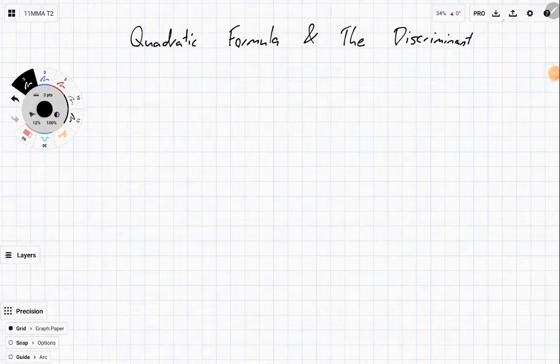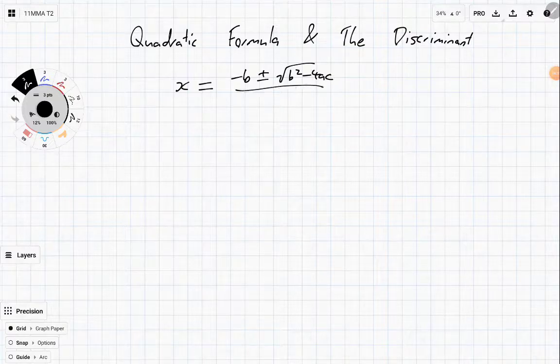Alrighty, so in this one, we're actually going to have a look at using the quadratic formula. But let's just look at it for a moment. Minus b plus or minus the square root of b squared take 4ac over 2a. Alrighty, so let's look for problem points.